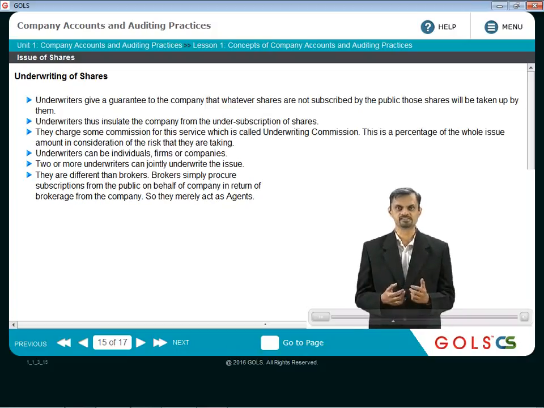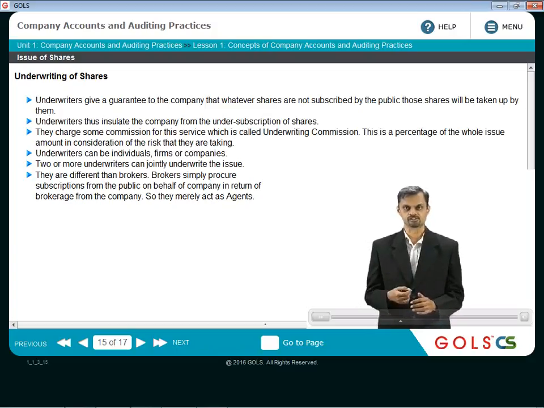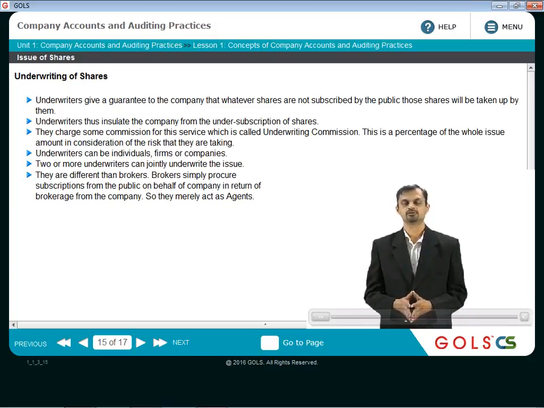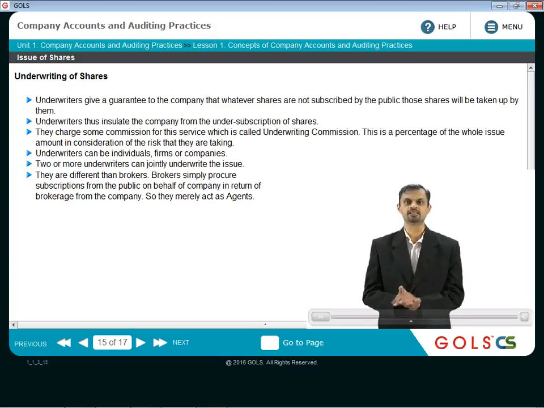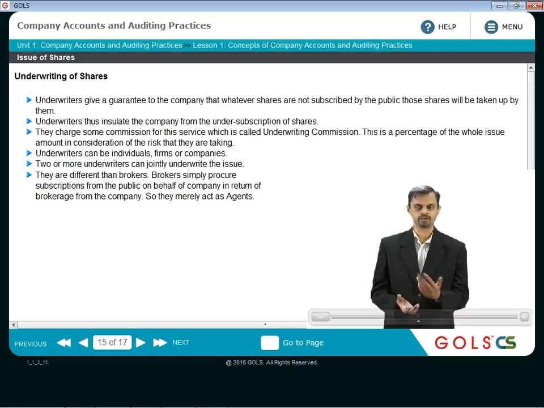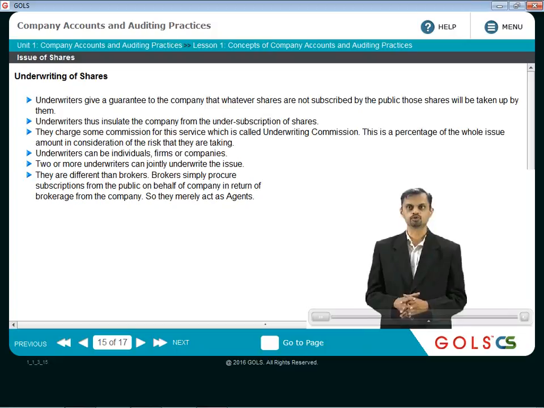Underwriting basically means it is like taking a guarantee of full subscription. So in that case, if there is under subscription, then these underwriters who are giving the guarantee to the company will take up the remaining number of shares, so that the gap will be breached. That is called underwriting of shares. Now obviously they will not do it for free. They will expect some kind of returns out of this agreement, which is called underwriting commission. So underwriters give a guarantee to the company that whatever shares are not subscribed by the public, those shares will be taken up by them.